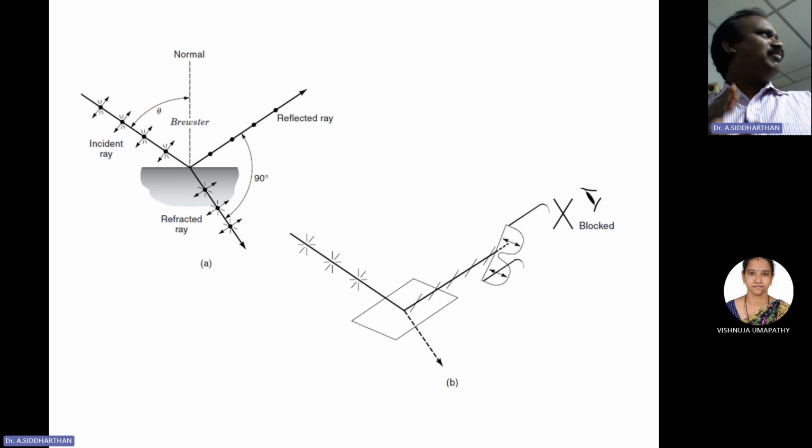So why is this vibration front allowed only in a particular direction? It relates to the electrical field. We say light is an electromagnetic wave. Visible light is an electromagnetic wave. The electrical field vector actually interacts with the electrical field in the material.